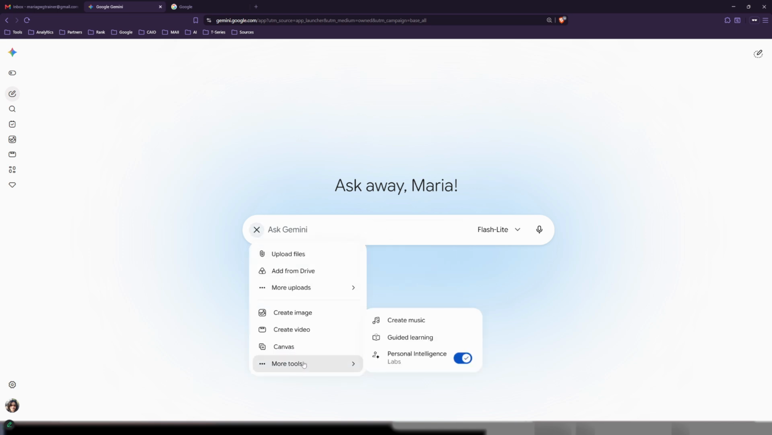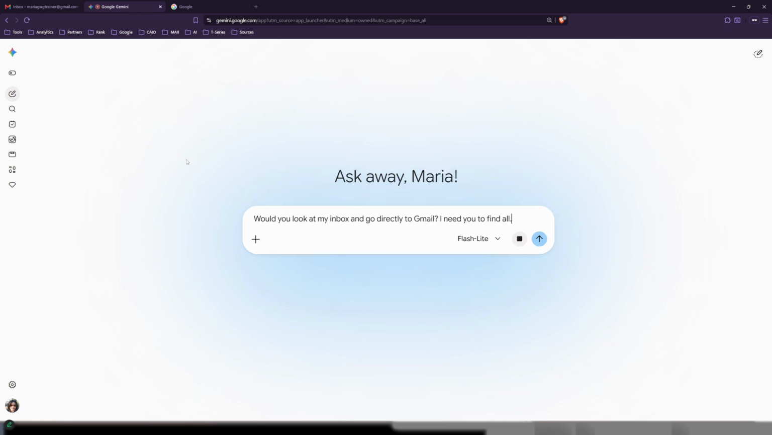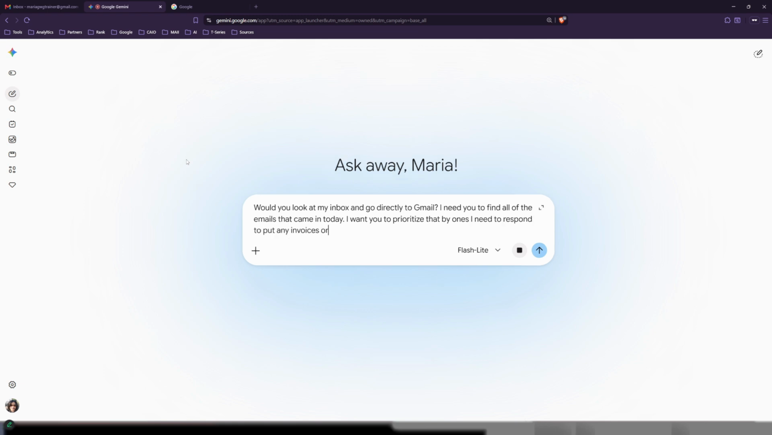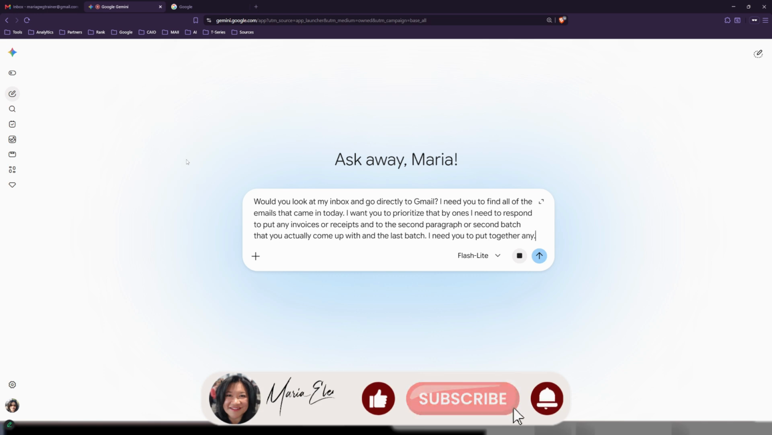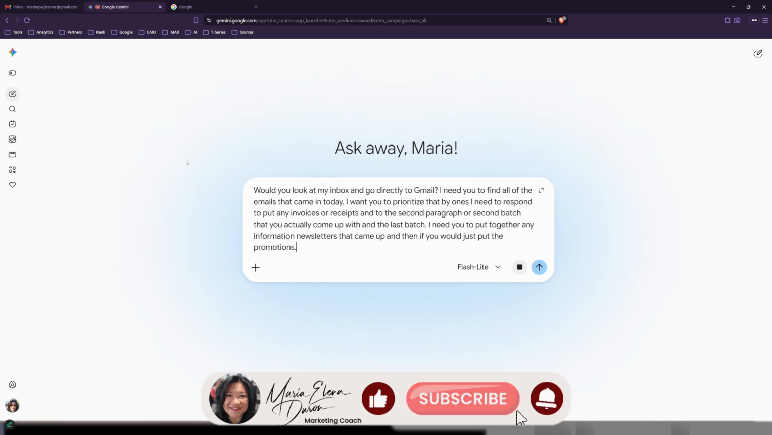And remember, when I started that, I went to Canvas, and I'm just going to go to email. And what I'm going to do is ask AI, would you look at my inbox and go directly to Gmail? I need you to find all of the emails that came in today. I want you to prioritize them by ones I need to respond to, put any invoices or receipts into the second batch, and the last batch, I need you to put together any informational newsletters that came up. And then if you would just put the promotions, their headlines, at the very bottom, because I'd like to scan this pretty quickly.